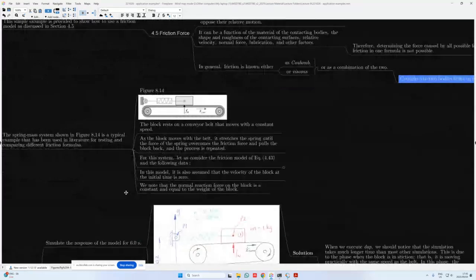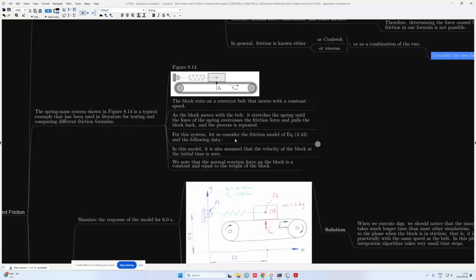Okay, so with that being said, we can then go and look at our conveyor belt example. Now, the spring mass system shown in figure 8.14 is a typical example that has been used in literature for testing and comparing different friction formulas. In this case, we can see that the block rests on a conveyor belt that moves with a constant speed. This is known as x dot conveyor. As the block moves with the belt, it stretches the spring that we have connected to the block and to ground until the force of the spring overcomes the friction force and pulls the block back. And the process is then repeated so that we have this sort of oscillatory motion in the system.